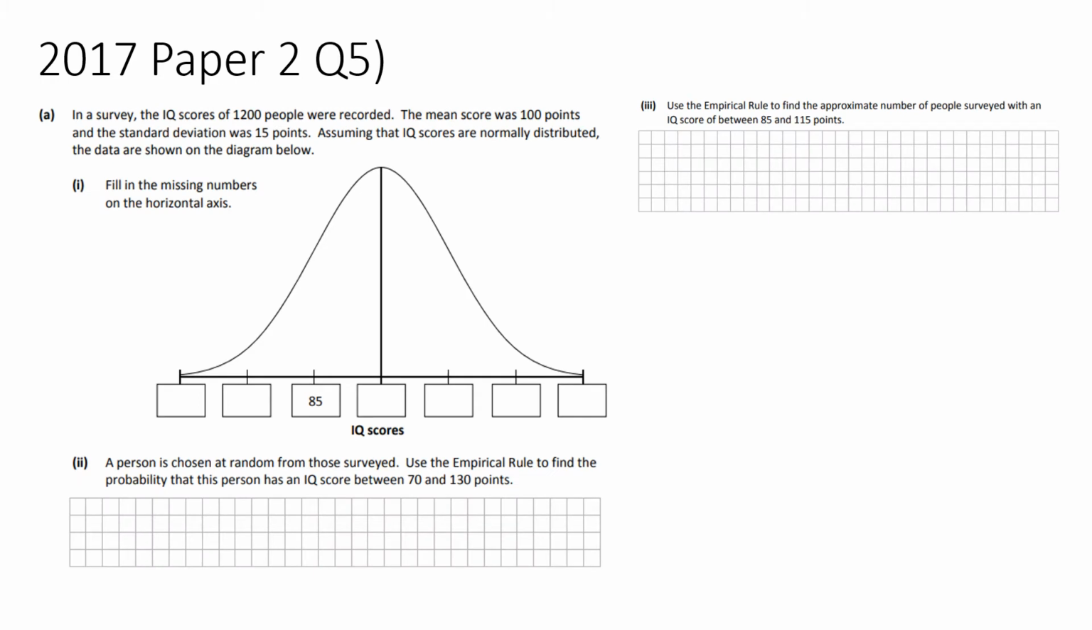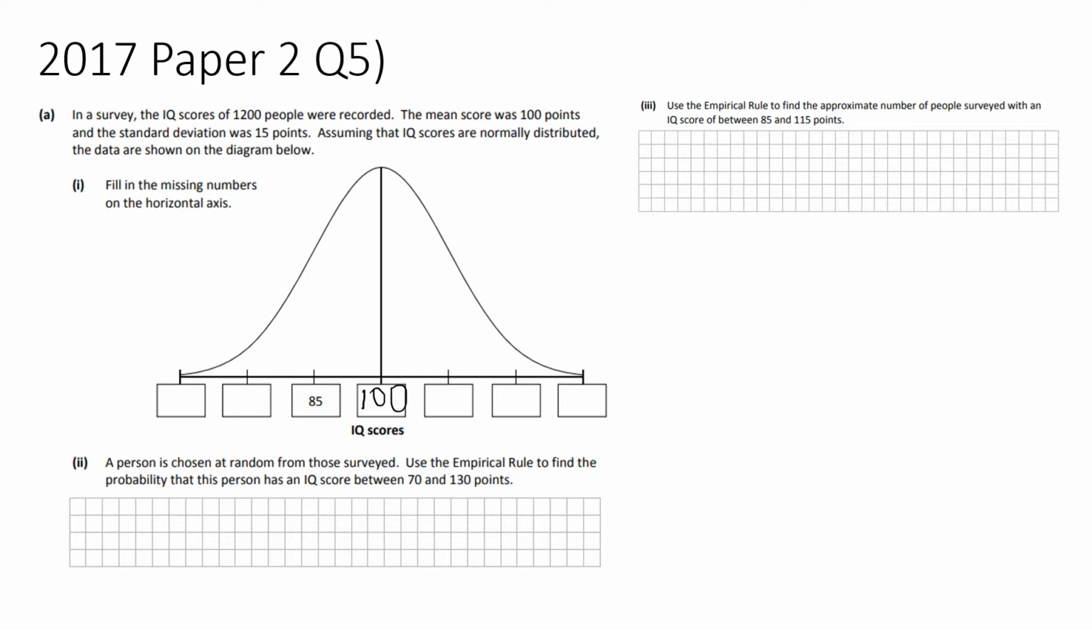Okay, so this is 2017 paper 2, question 5. So here you have, in a survey, the IQ scores of 1,200 people recorded, and the mean score was 100. So the mean score was 100. That always goes in the middle. And the standard deviation was 15.